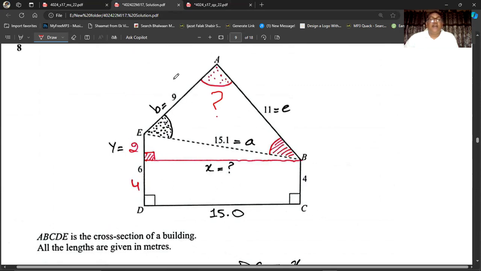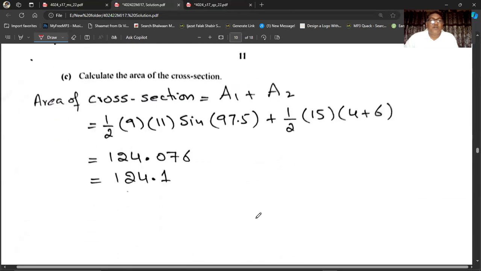BCDE. You see, I know this side, I know this side, I know the angle between them. So I can find the area of this triangle, 1/2 ab sine theta. And this is the trapezium. I want to find out this area. 4 and 6 are the parallel sides, and the height of the trapezium is 15. So very simple, straightforward question.